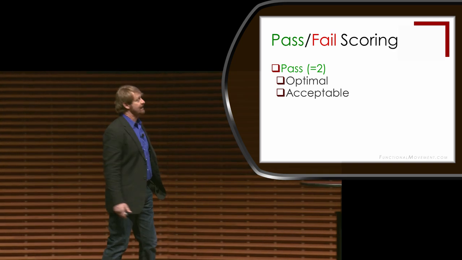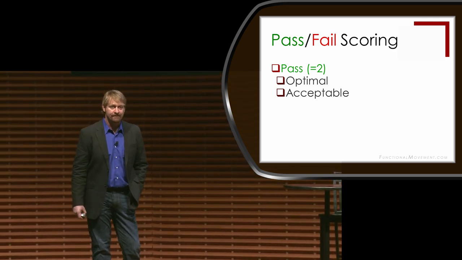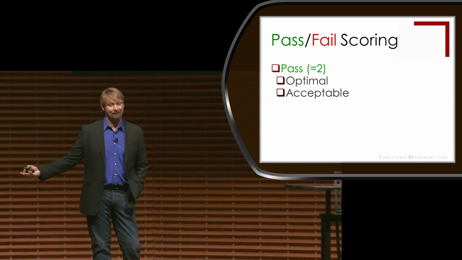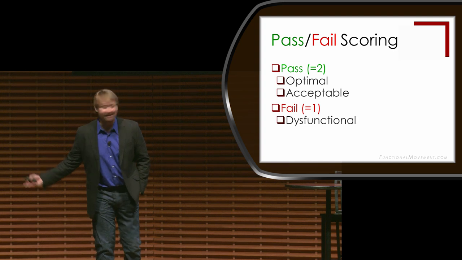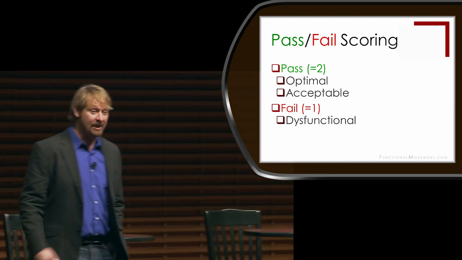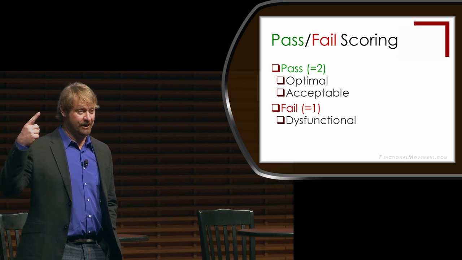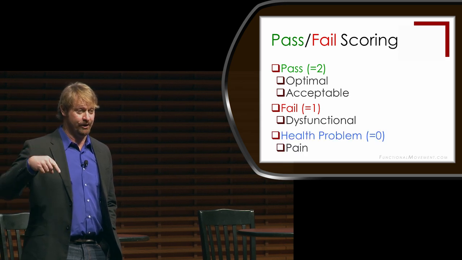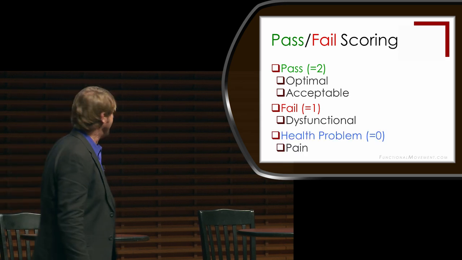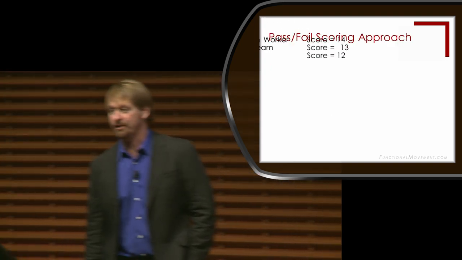So in this instance, an optimal movement is by definition acceptable, and an acceptable movement is also acceptable, right? So let's take away the three completely. You're either really good, you're okay, or you fail. It just became a pass-fail test. Look what just happened to the scores.